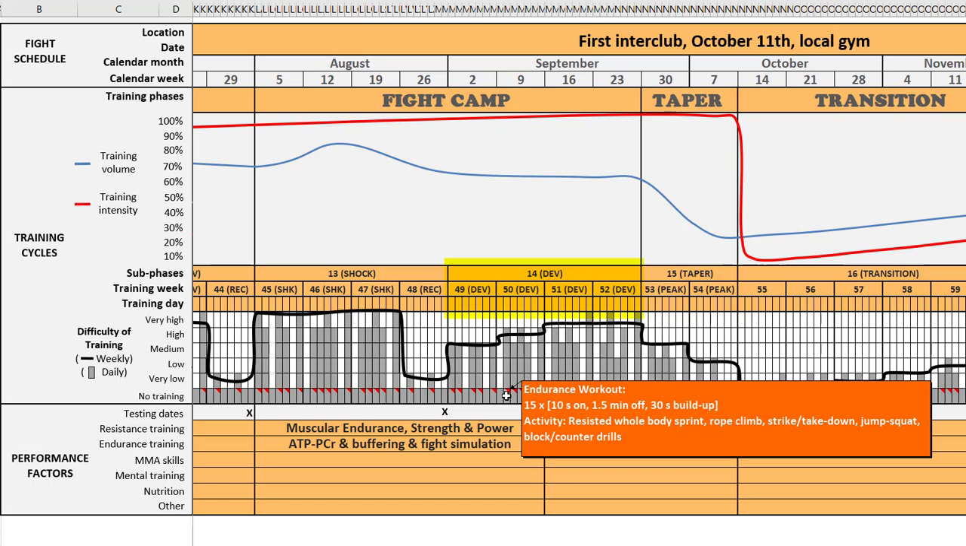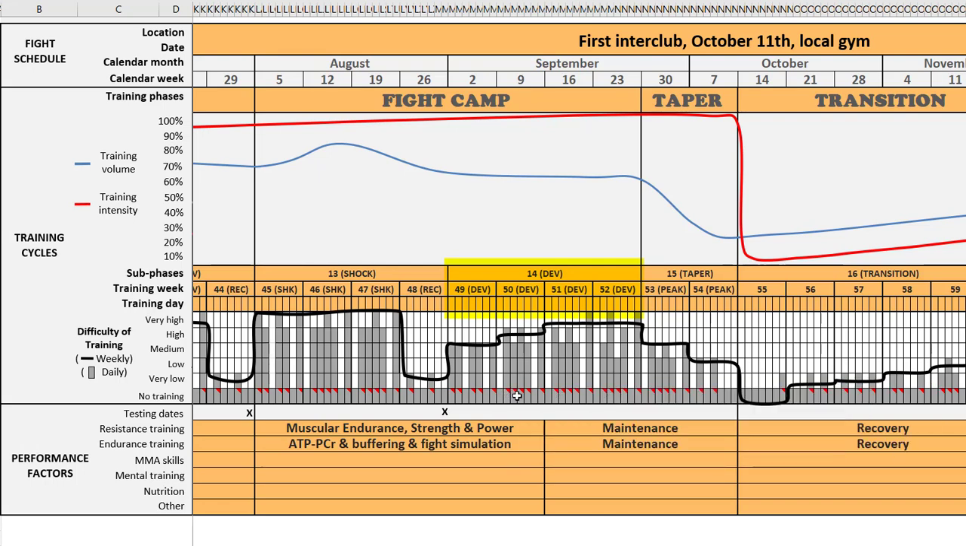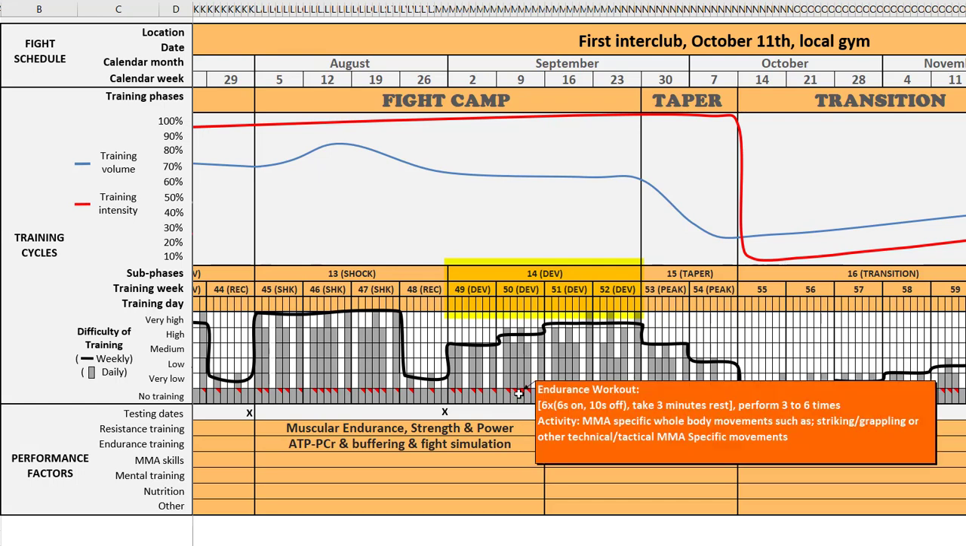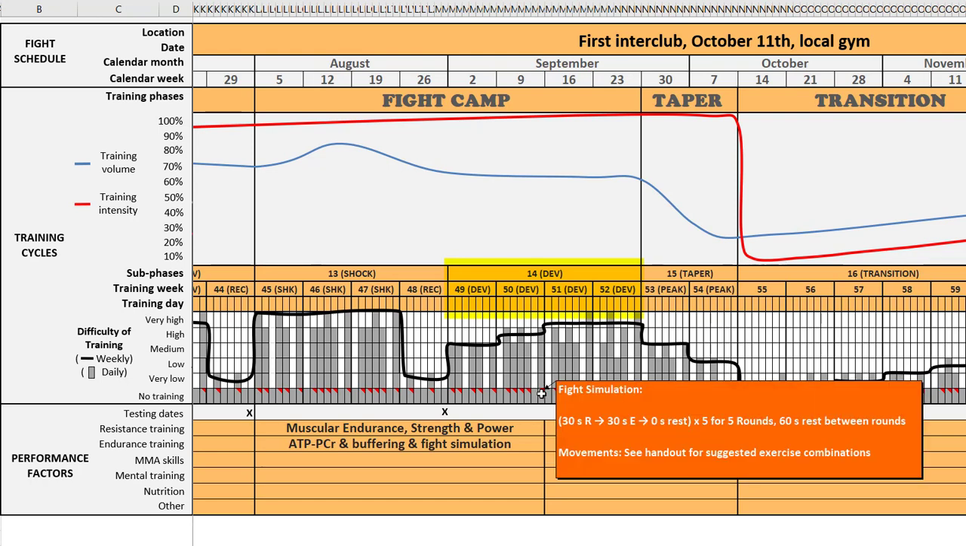Now, as we move into week 50, training difficulty is increased, and this is primarily achieved by increasing training intensity. So the first endurance session features 15 10-second intervals. And if we move over here, the second features a high intensity workout using 6-second intervals. And if we go back to resistance training, right here, the first resistance training session focuses on muscle endurance in the 12 to 15 rep range. And I'm sure you know the pattern and what to expect here. We're back down to 2 to 3 reps, but this is going to be a power-based workout. And again, we have another fight simulation here with 0 rest between the blocks.